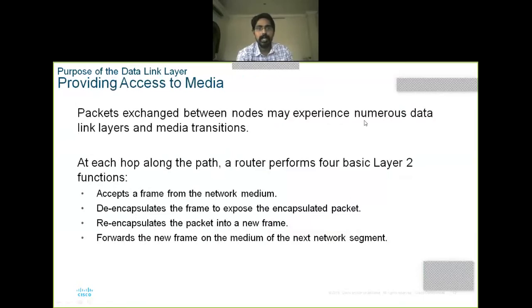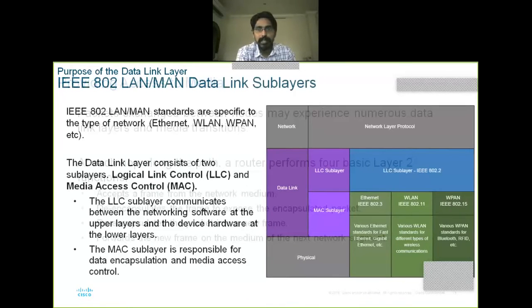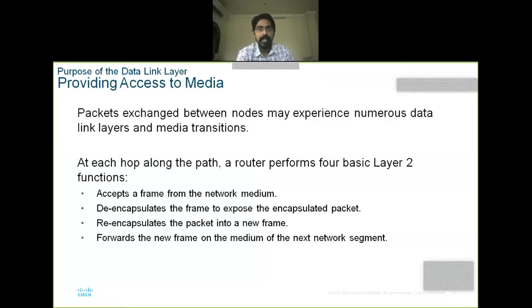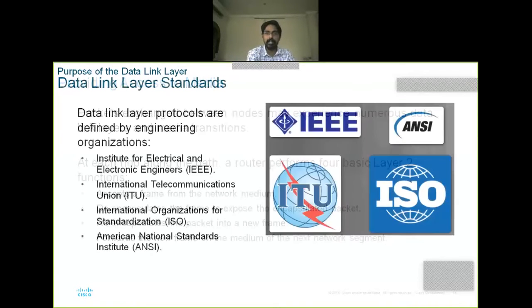Next, providing access to media. How can we provide access to media? Routers perform at layer 2. Frame by frame we can accept the packets. So here encapsulation and decapsulation take place, right? We call those things frames. Ethernet frames. We will transfer all these Ethernet frames.